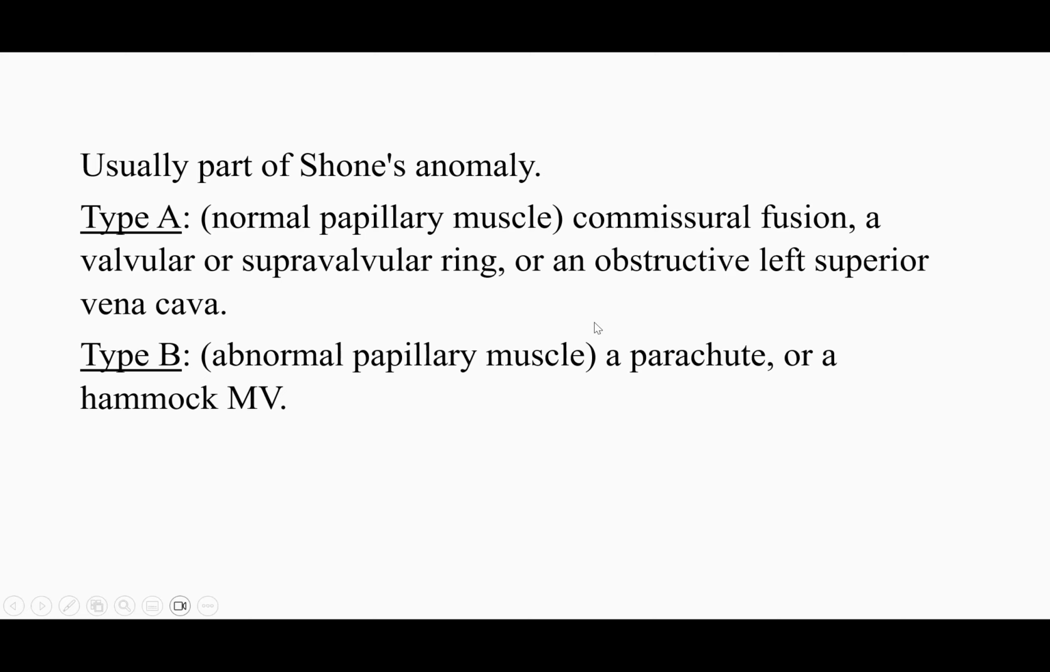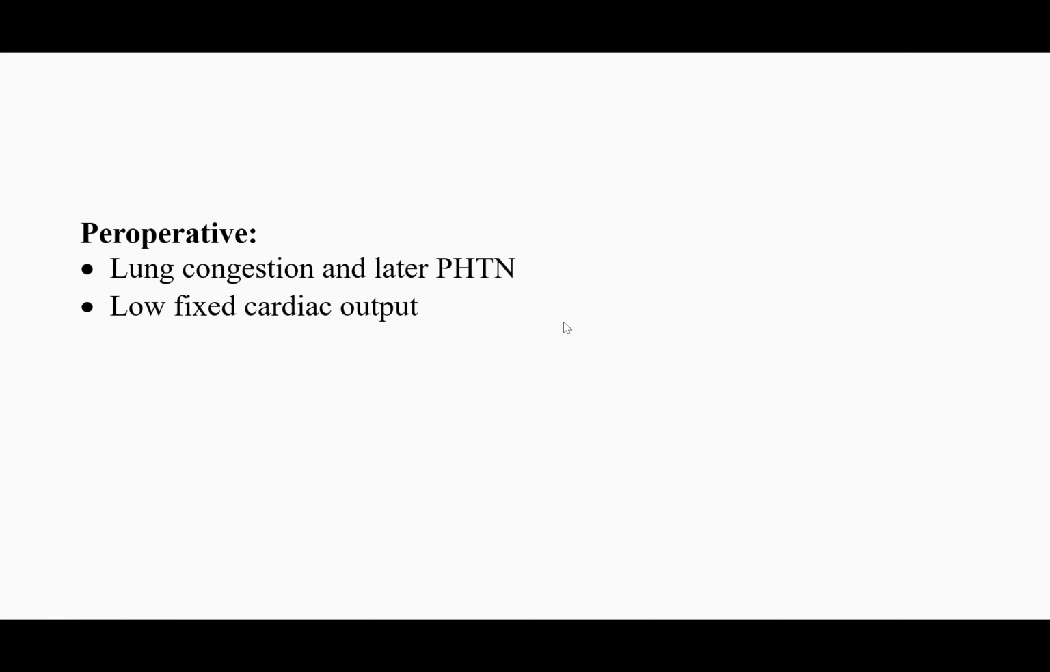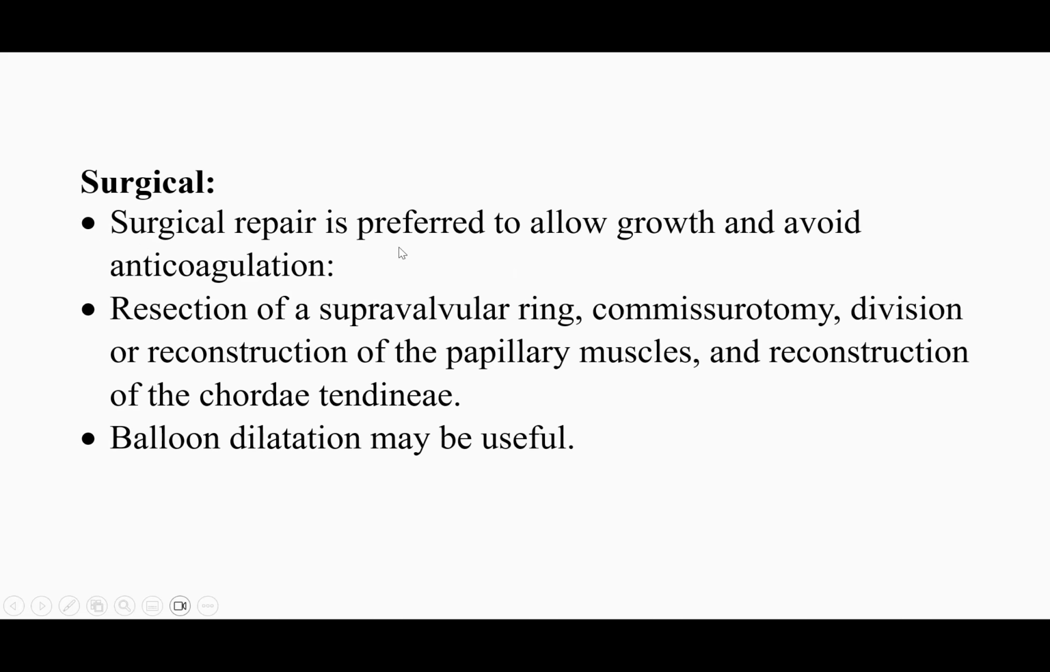The left superior vena cava usually connects with the coronary sinus and widens the coronary sinus, because the left superior vena cava drains into the coronary sinus and then through the coronary sinus to the right atrium. So if the coronary sinus gets much enlarged, it may compress the mitral valve, causing stenosis. Preoperatively, lung congestion, later pulmonary hypertension, low fixed cardiac output. Surgical repair is preferred to allow growth and avoid anticoagulation.